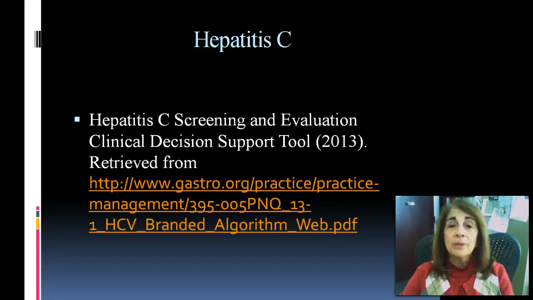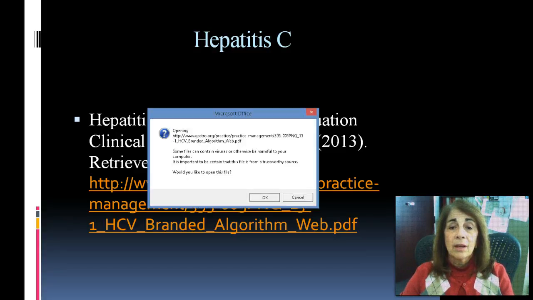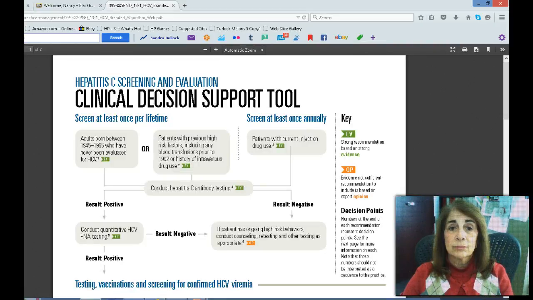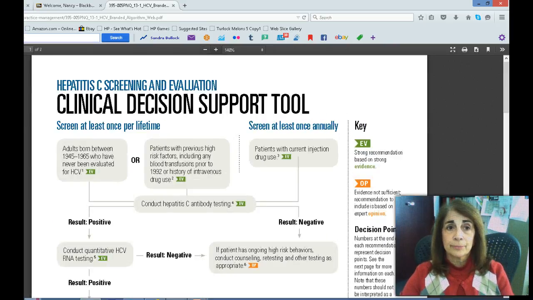Now, I'm going to open the screening tool, and that will be the rest of the video. Make this a little bit bigger so that we can see it. This tool is, as I said, open to the public and accessible, so feel free to use it. There are no copyright infringements.